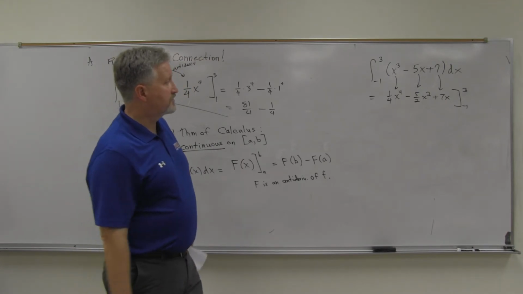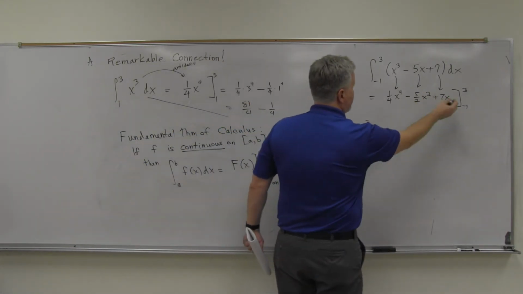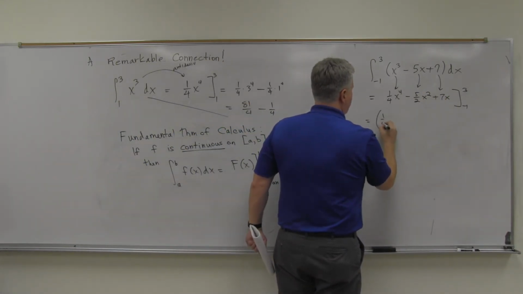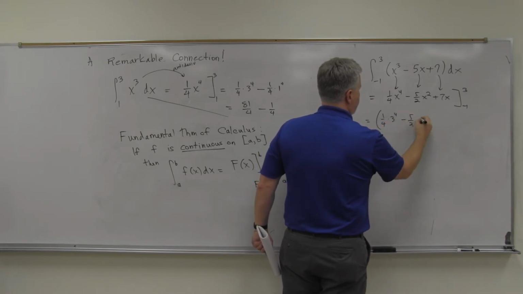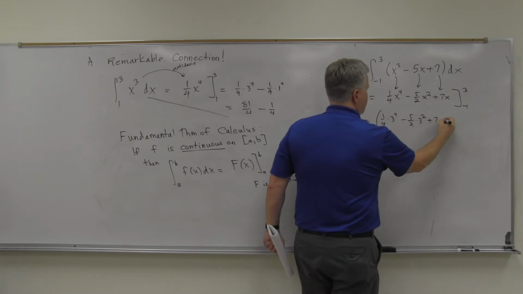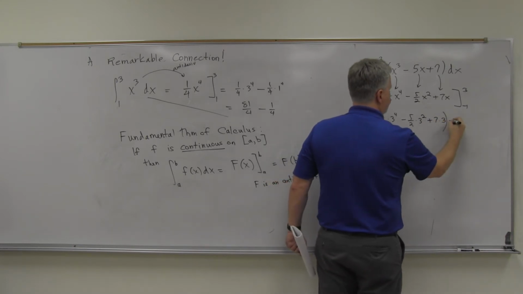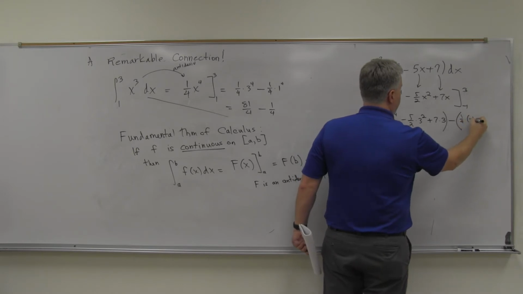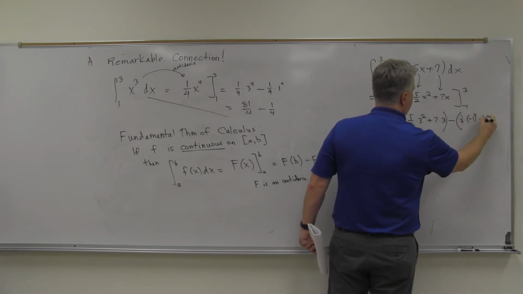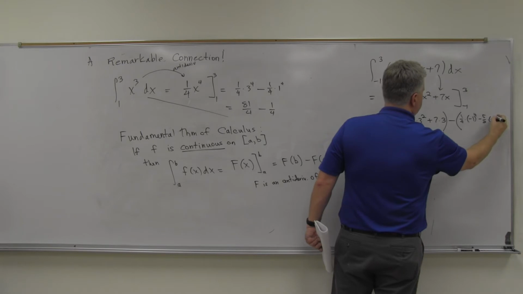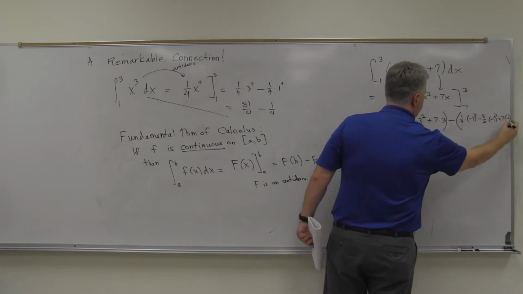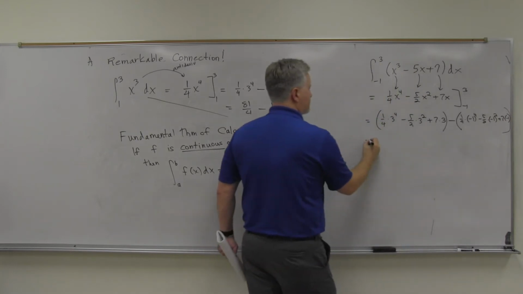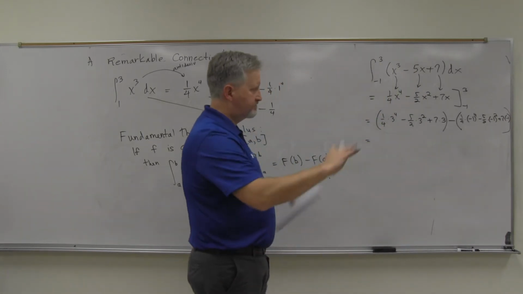Which means plug in the 3 first, so you have 1/4 times 3 to the fourth, minus 5 halves times 3 to the second, plus 7 times 3. And then subtract, plug in the -1: 1/4 times -1 to the fourth, minus 5 halves times -1 squared, plus 7 times -1.